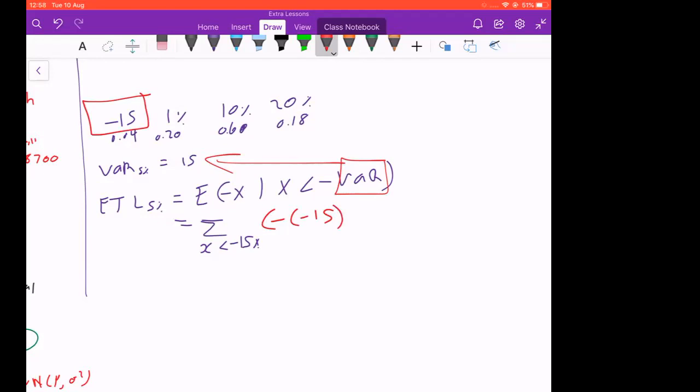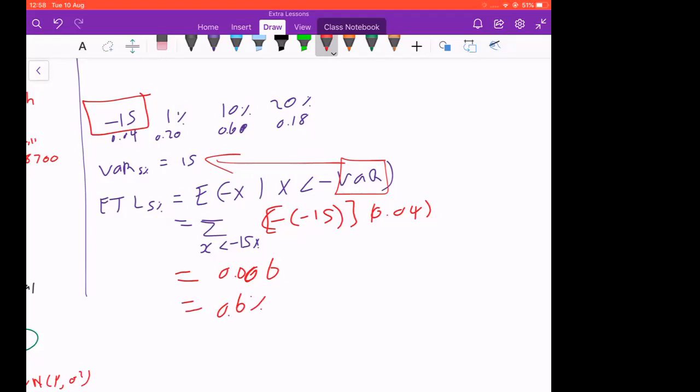And the probability for this is going to be what? It's going to be 0.04. So you're going to have 15 times 0.04. So this is your expected tail loss for the discrete case. So this is the same as 6. No, it's not 6%. It's 0.6%, I think. So this is your expected tail loss for a discrete distribution.